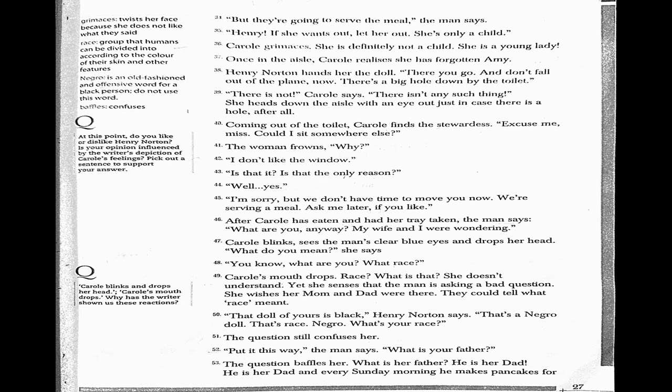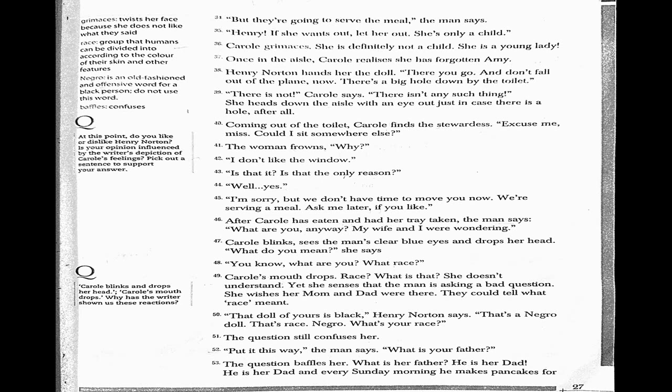She does not agree with this fact that she is a child because she wants to represent herself as a young lady. Once in the aisle, Carole realizes she has forgotten Amy. When she reaches in the aisle means the passage between the two rows. She realizes means she feels that she has forgotten her doll Amy. Means उसे realize होता है कि वो अपनी doll को seat पर ही भूल गई है.